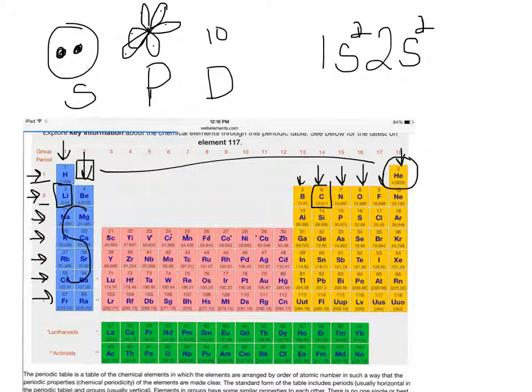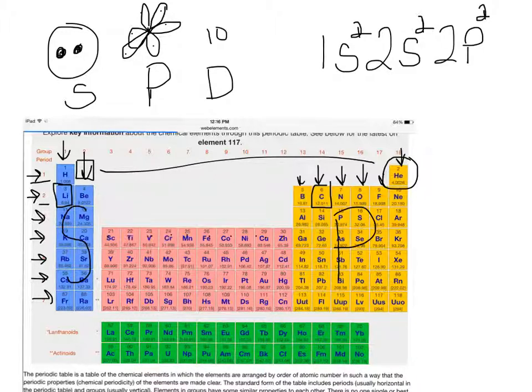5 is in this yellow, and remember the yellow is a p orbital. It's still in the second energy level, but now I'm going to write a p, and boron is the first one there. Okay, and now we're finally up to carbon. Carbon is the second one in this second p energy level.